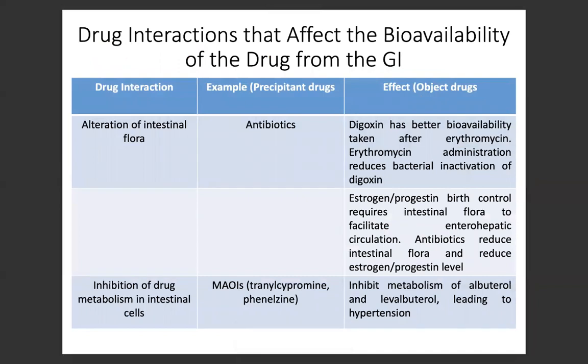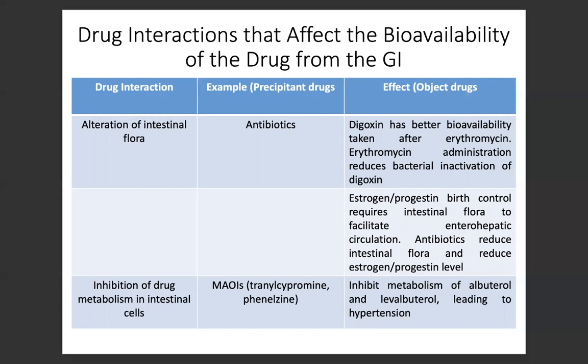So alteration of intestinal flora, example would be your antibiotics. So ang effect ana, digoxin has better bioavailability taken after erythromycin. So erythromycin administration reduces bacterial inactivation of digoxin. Another is estrogen or progestin birth control, requiring intestinal flora to facilitate enterohepatic circulation. So antibiotics reduce intestinal flora and reduce estrogen progestin level.